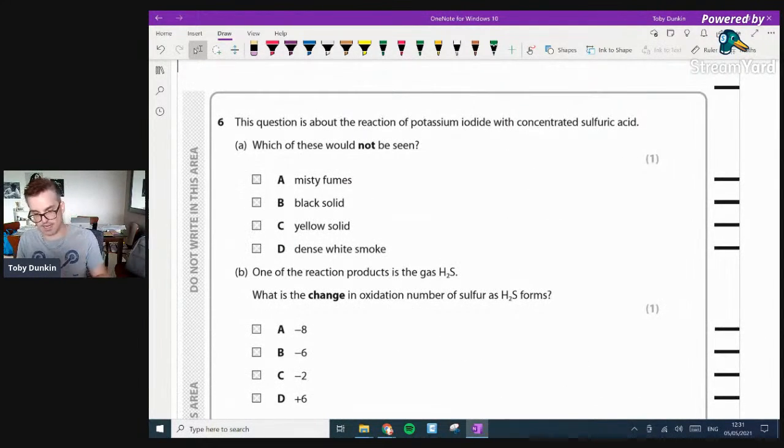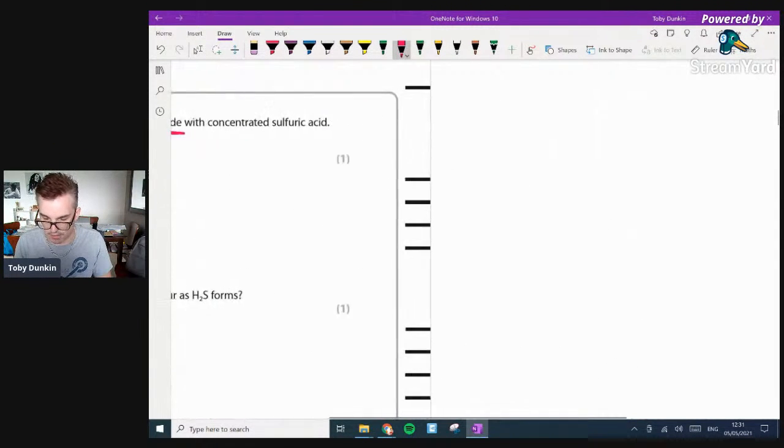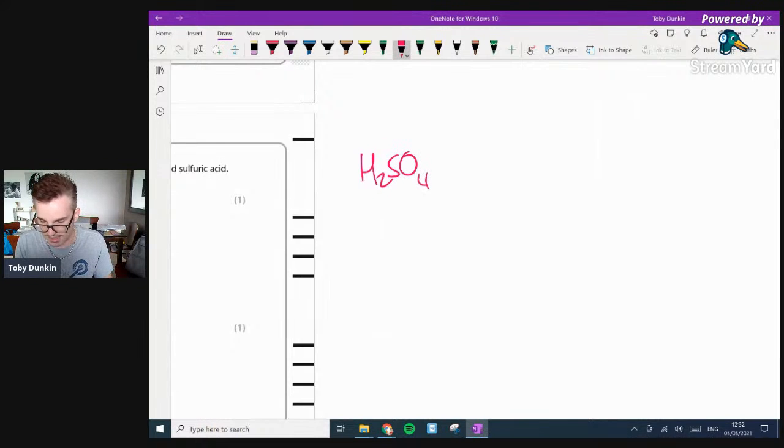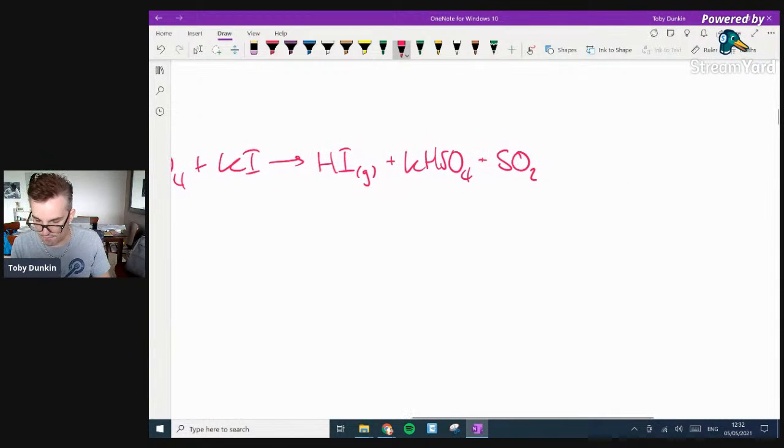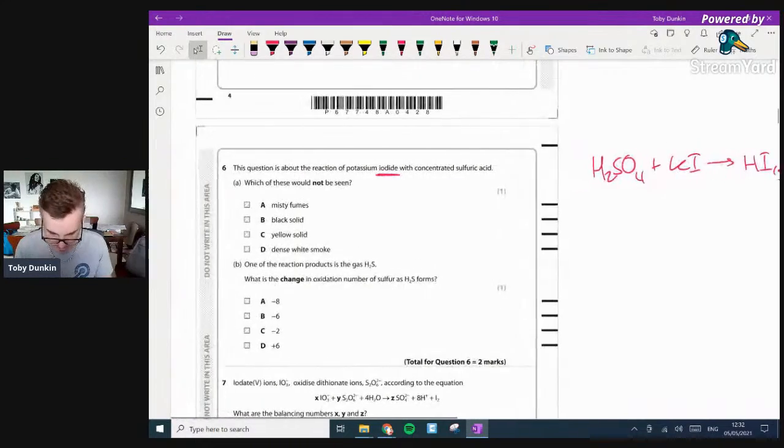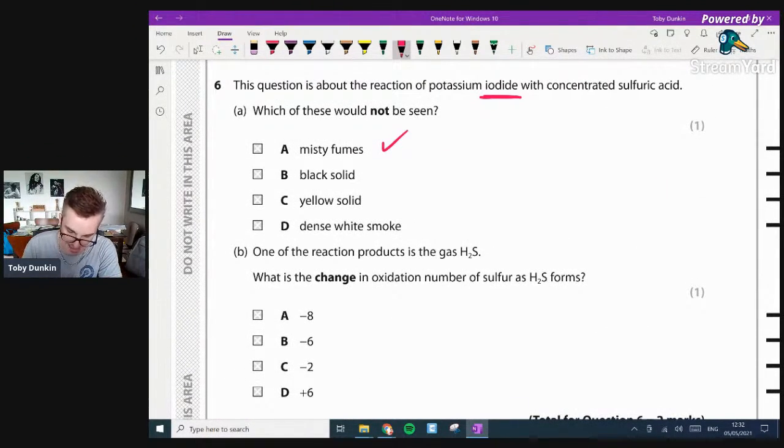Next, this question is about the reaction of potassium iodide. Okay, this is group 7. So the iodide ion is the most powerful reducing agent. If you add conc sulfuric acid to KI, what happens is you get misty white fumes of HCl, followed by KHSO4, which we don't see, followed by bubbling of sulfur dioxide, followed by a yellow solid of sulfur, followed by black iodine, followed by a bad egg smell. So everything's going on with iodine. Which one would you not see? Misty fumes? Yes. Black solid iodine? Yes. Yellow solid sulfur? Yes. Dense white smoke? No.